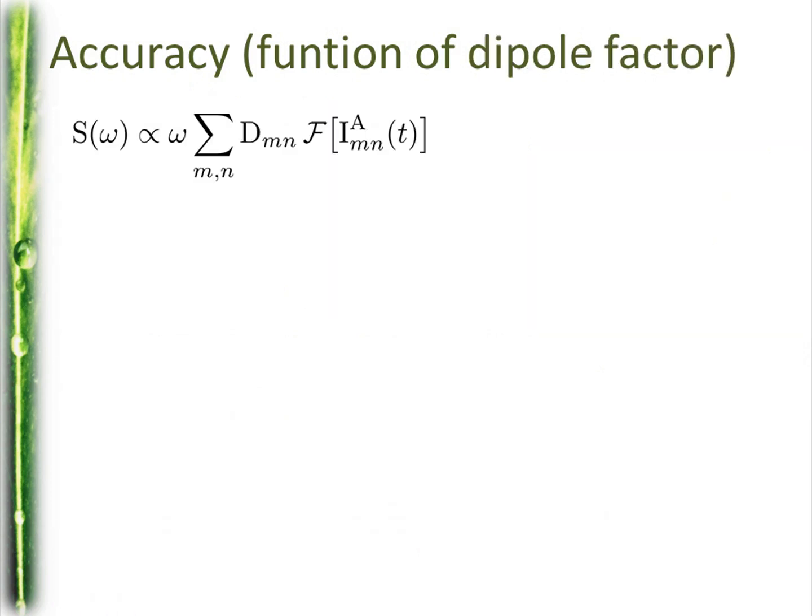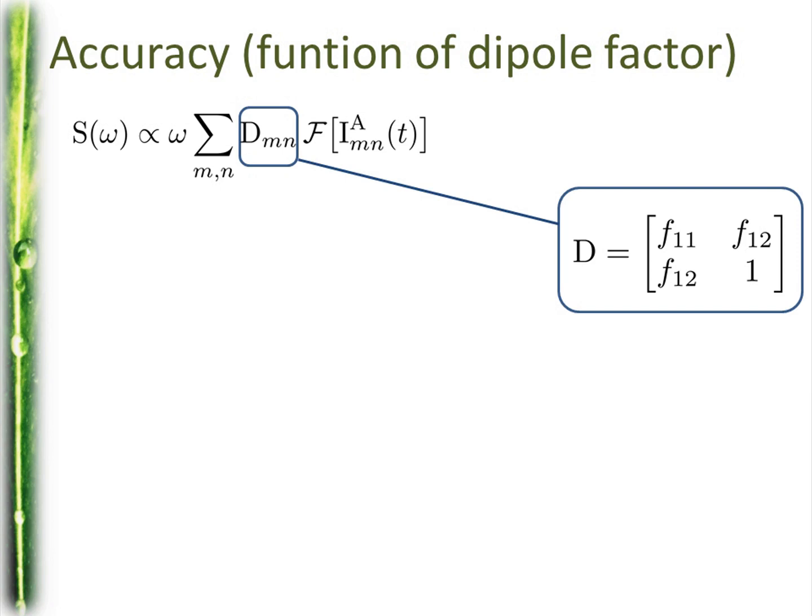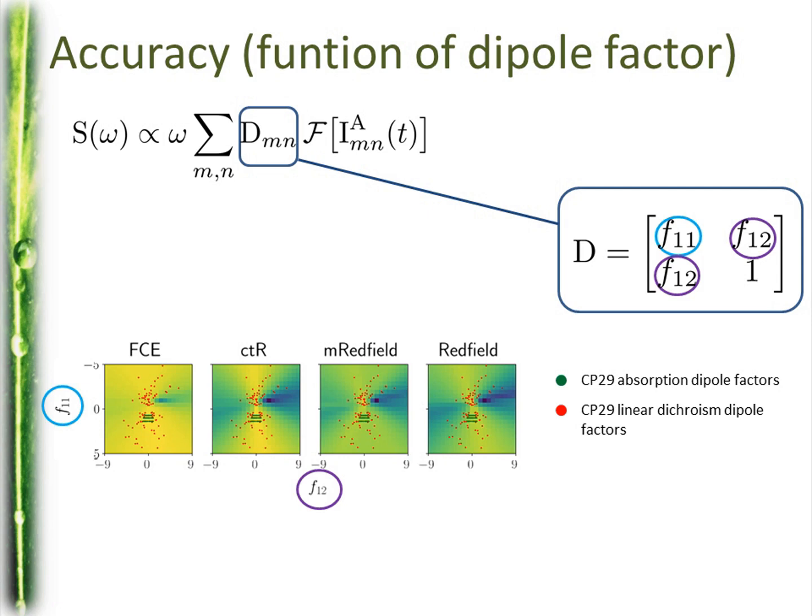It is clear that the accuracy of the approximate methods depends on the spectroscopic technique, and therefore on the dipole factor. The dipole factor is a matrix, and the accuracy of spectra can be represented graphically as a function of the elements of this dipole factor matrix, with the off-diagonal elements on the x-axis and the diagonal elements on the y-axis.